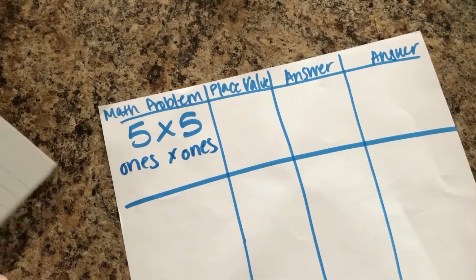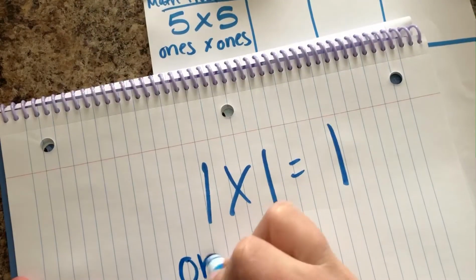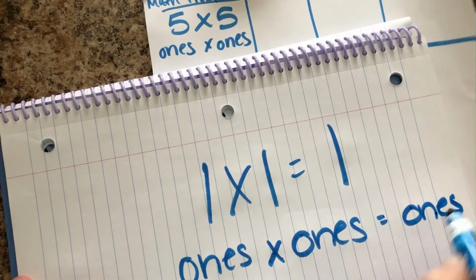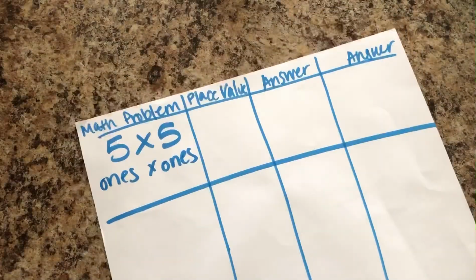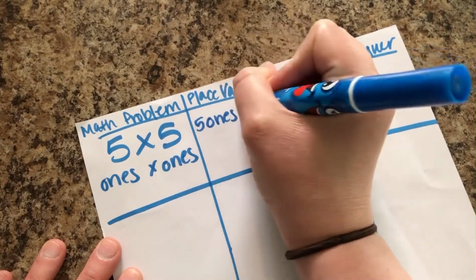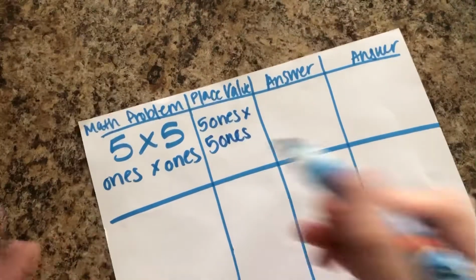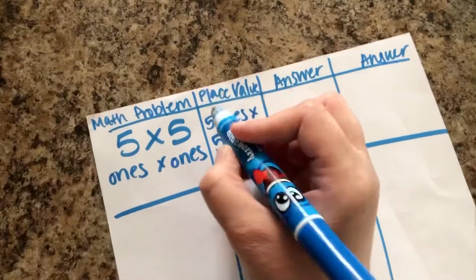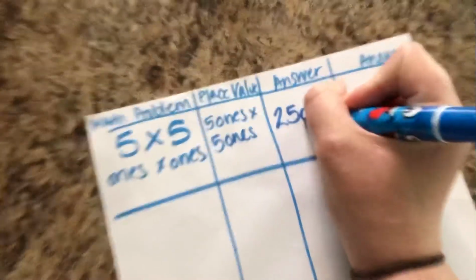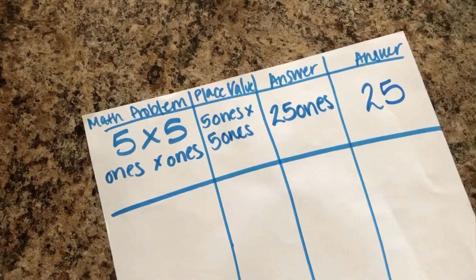I know for sure that you know that 1 times 1 gives you ones, right? So if I say ones multiplied by ones, I'm going to get an answer in the ones. So my place value problem here is 5 ones multiplied by 5 ones. Ones times ones gives ones, so 5 ones multiplied by 5 ones would give us 25 ones. And how do I write 25 ones? I would write it as 25.